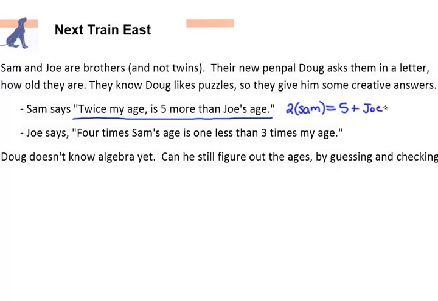All right, that's just going to help us out a little bit. Joe says 4 times Sam's age is 1 less than 3 times my age, so that's 3 times Joe minus 1. I think we can see it. Yep. So Doug doesn't know algebra yet. Can he still figure out the ages by guessing and checking?